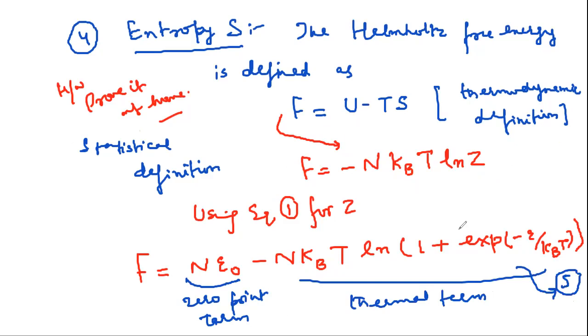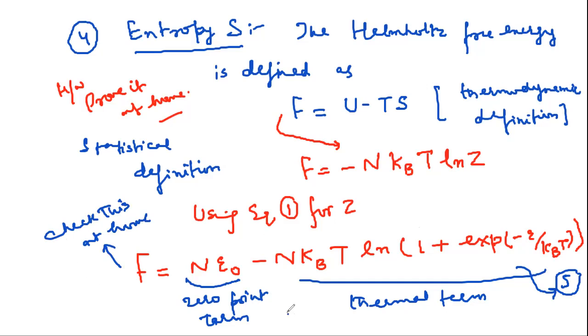Here you have another home assignment. You have to check this at home. How do you check it? We use equation 1 for the partition function Z, put it here and simplify, and you will get equation 5 for F, the Helmholtz free energy.